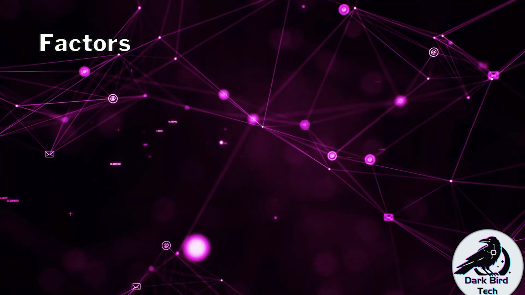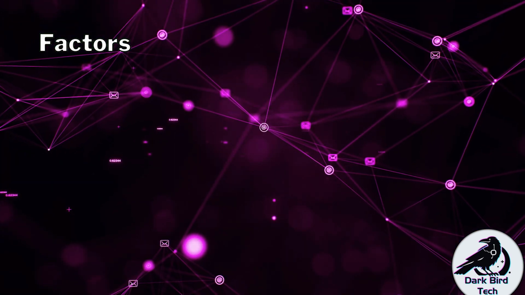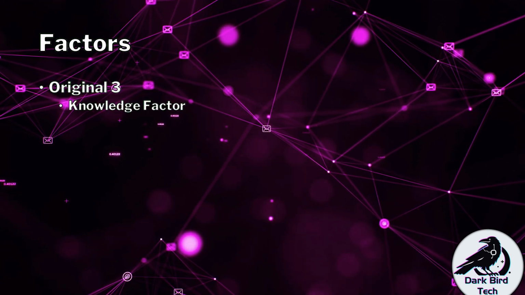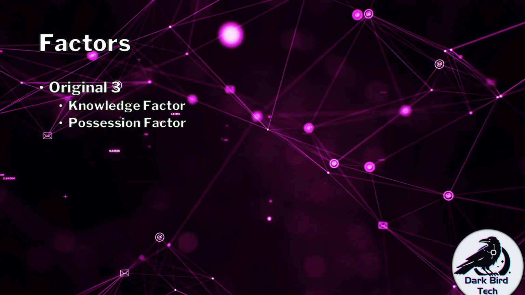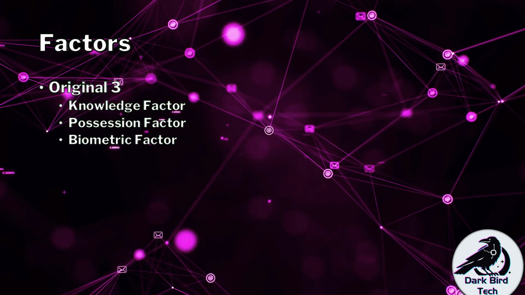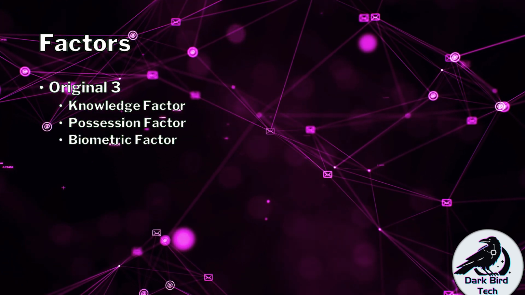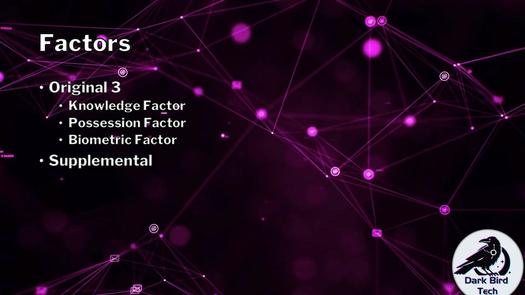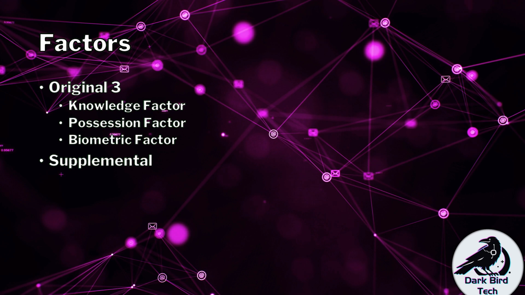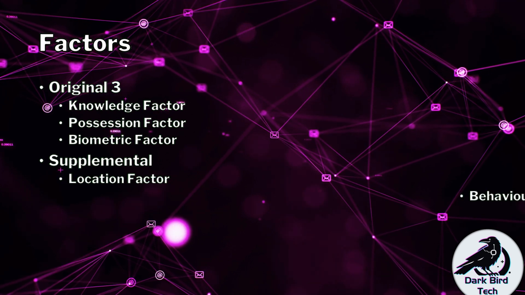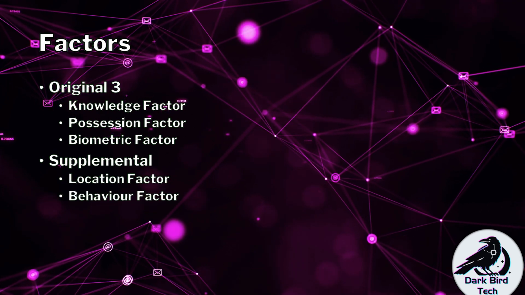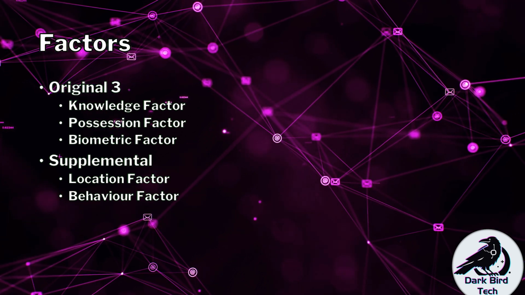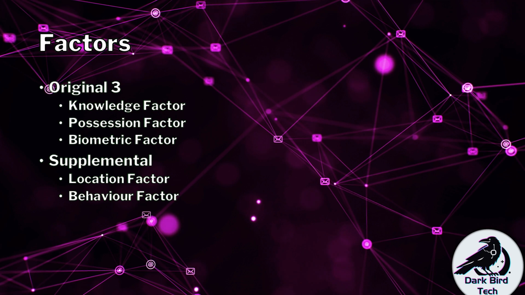Let's look at our factors. So we've got the original three, as I like to call them: the knowledge factor, the possession factor, and biometric factors. And then we've got some new kids joining the party. I call them supplemental, and that's my most generous name for them. And they are the location factor and the behavioral factor. I will tell you why I'm not overly mad about them, but they can still be very, very useful to us when we get to them.